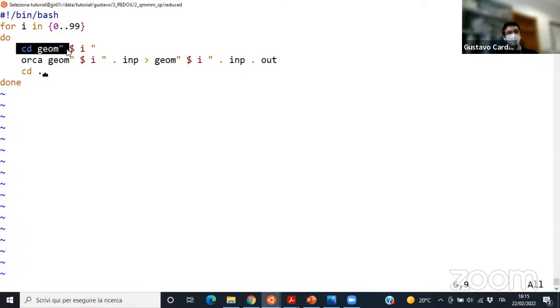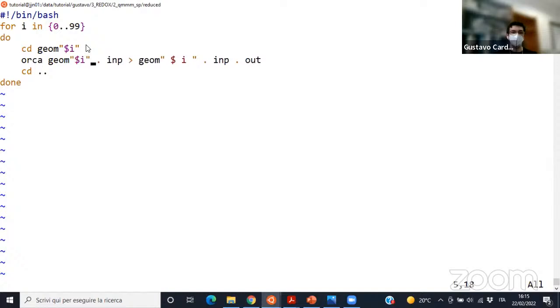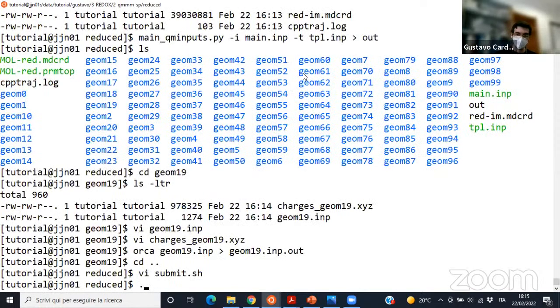So we are going to enter each one of the geometries. Then we are going to perform the computation that we have just done. Format this thing properly. And so it will perform these computations sequentially. Now it is going to be quite fast. It will just take 200 milliseconds per computation. So let's do it. I'm gonna do it using nohup because why not? Nohup submit.sh. Let's hope this doesn't give issues.